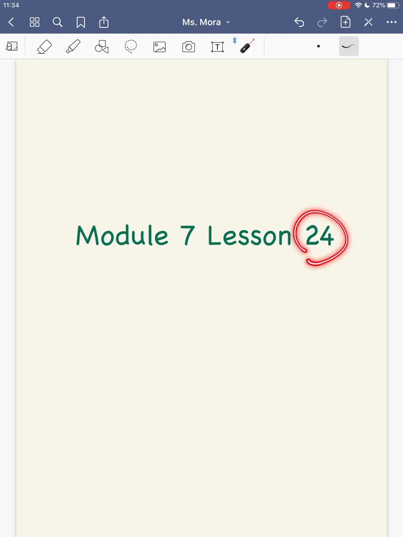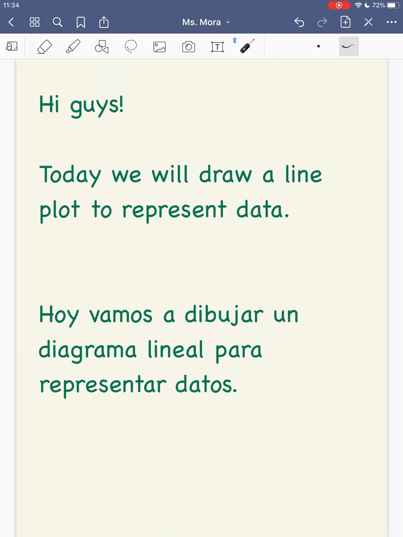Hi guys, this is Module 7, Lesson 24. Today we will draw a line plot to represent data.